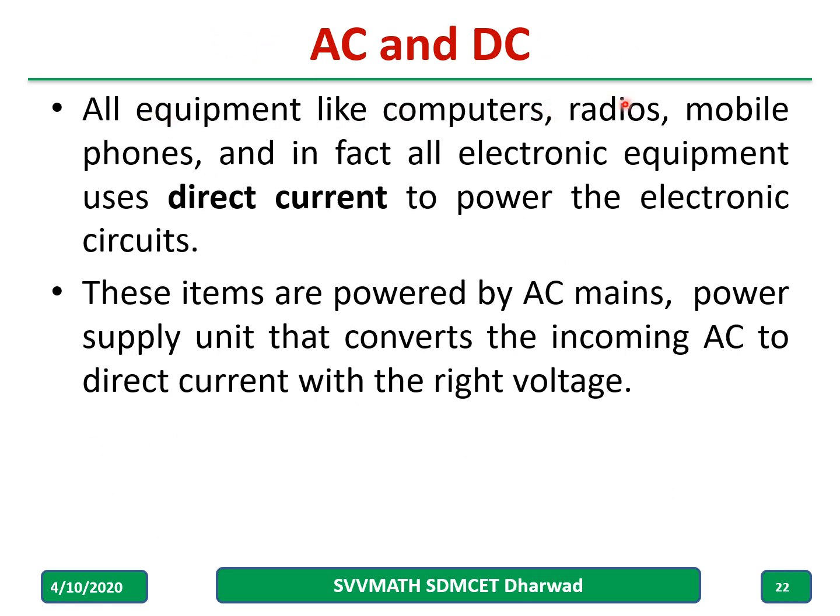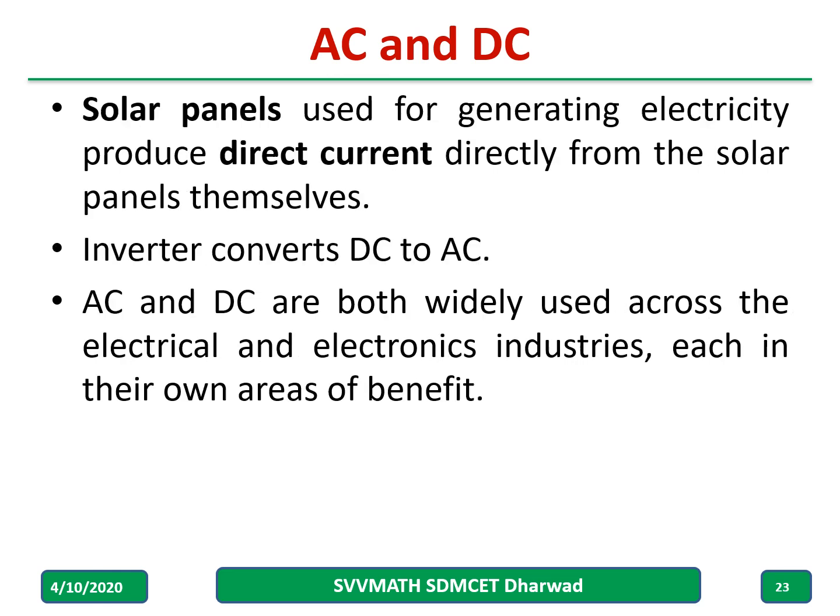All equipment like computers, radios, mobile phones, etc. and electronic equipment use circuits inside. All these use direct current, but we use AC mains to power them, though inside, the AC is converted into DC. Solar panels used for generating electricity usually give DC current. Hence, we use an inverter to convert DC into AC. AC and DC are both used in electrical and electronic industries. Each has its own advantages as well as disadvantages.